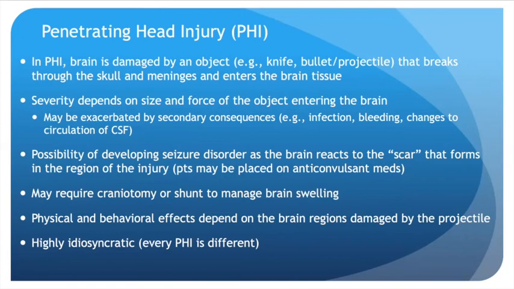The patient might need to be placed on anticonvulsant meds as a reaction. The patient might require a craniotomy or a shunt to manage the brain swelling. And the physical and behavioral effects depend, as I mentioned before, on the brain regions damaged by the projectile. And these are highly idiosyncratic. Every penetrating head injury is different.